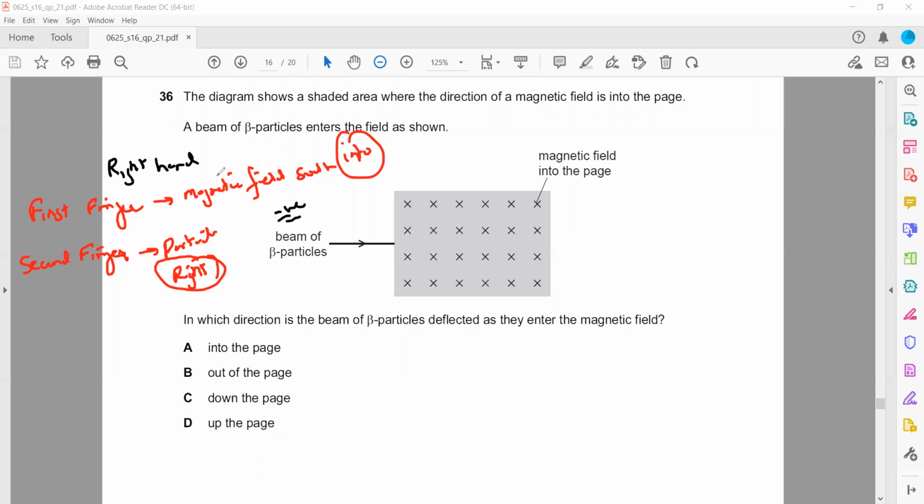Where your thumb is pointing, that will be the force. So in this example, your thumb will point downward when you apply the rule. So this particle will deflect downward. So in which direction will this beam of beta particles deflect? It will deflect downward, because the thumb automatically represents the direction of the force.